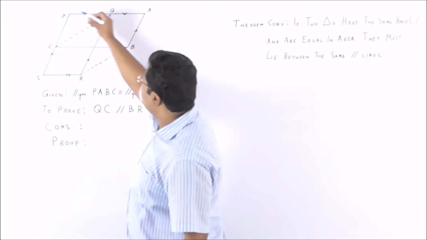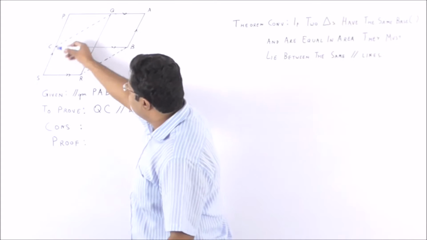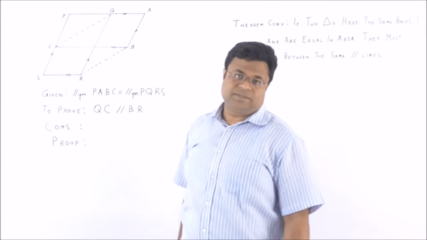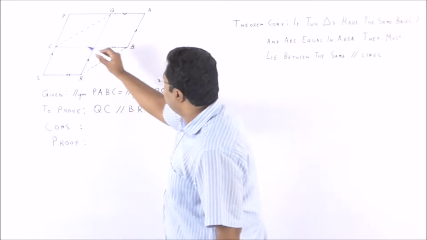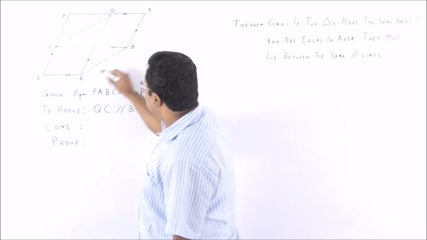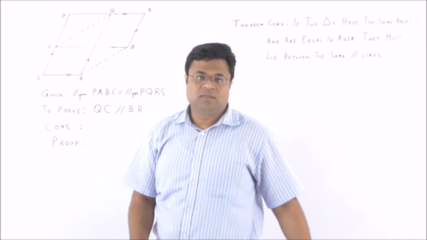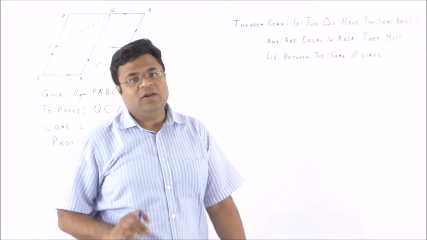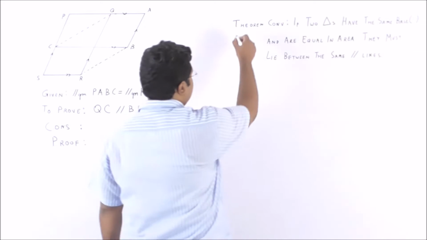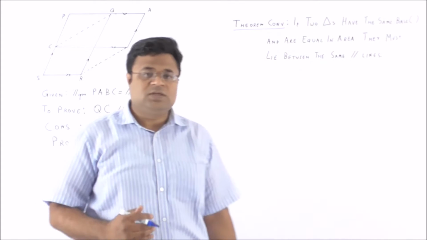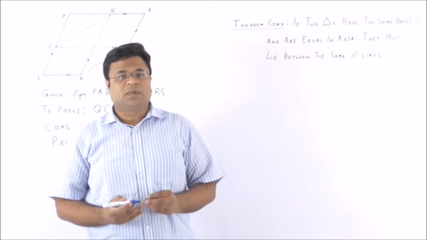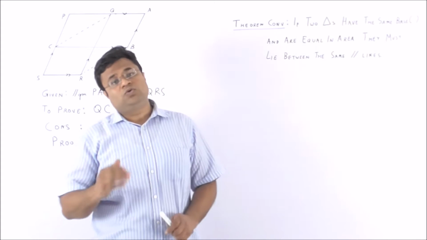It was given that Q lies on PA and C lies on PS. So now what do we do? We have to prove that QC is parallel to RB. Now for this, we of course need a theorem. This is the converse of all the theorems which we have discussed. And these converses are also true.